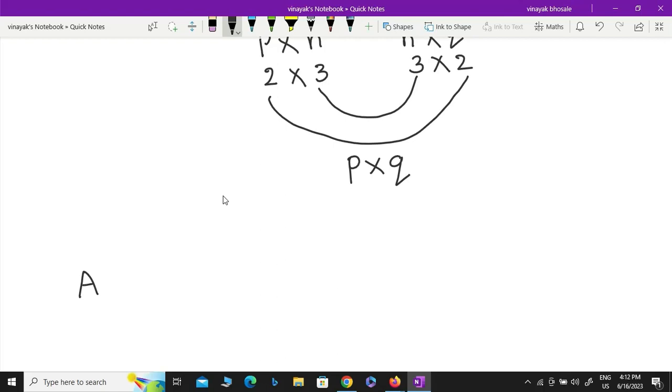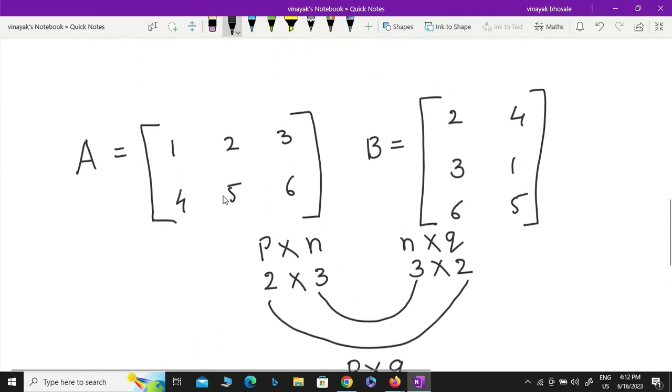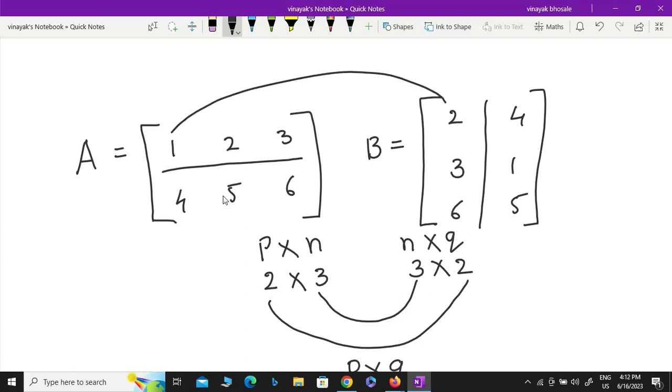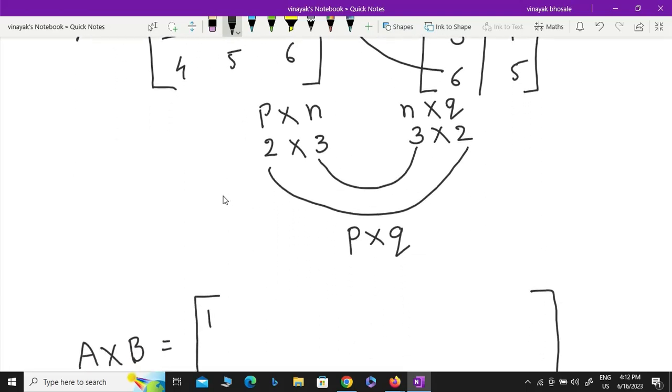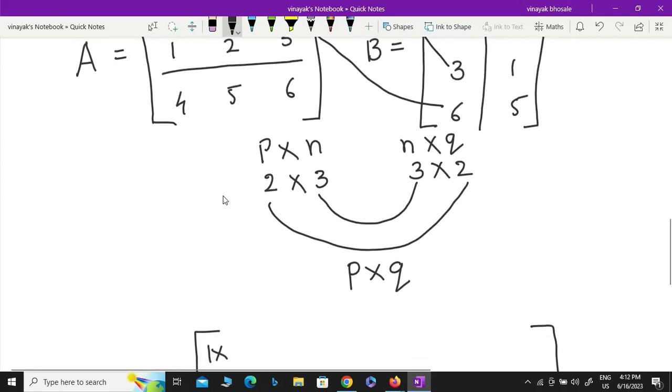I'm going to multiply A with B, and let us create the empty matrix. All right, so now I'm going to draw two lines. The first line is horizontal, I'm going to draw it there, and I'm going to draw a vertical line here. I'm going to multiply this 1 with 2, and 2 with 3, and 3 with 6, and I'm going to add those together. So 1 with 2 plus 2 with 3 plus 3 with 6.